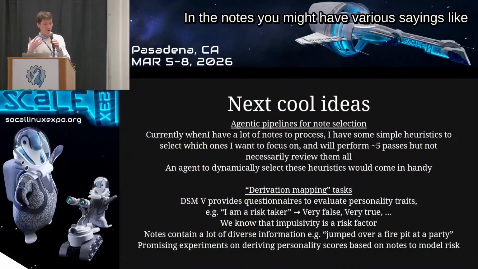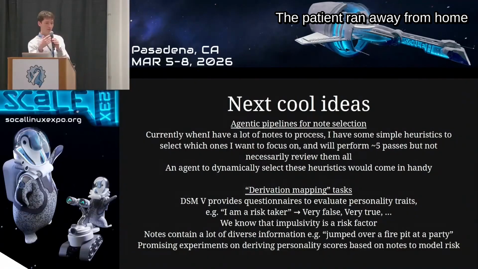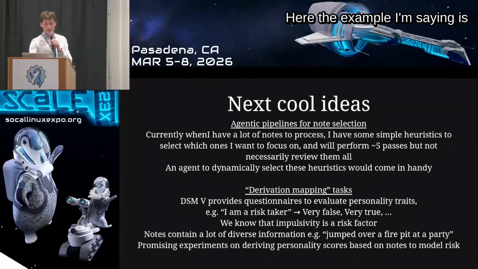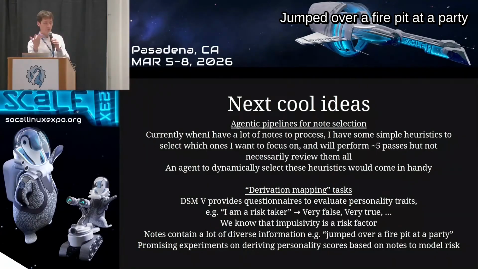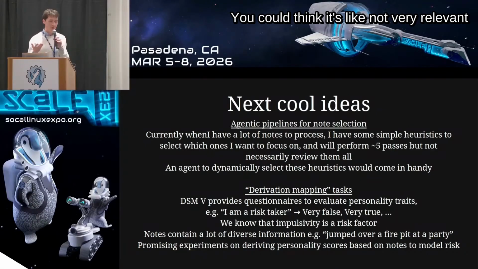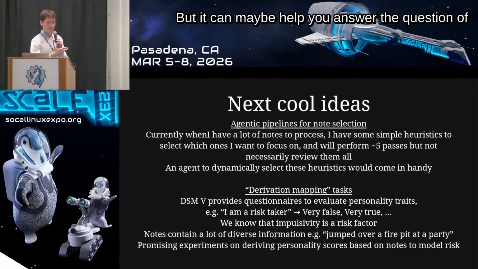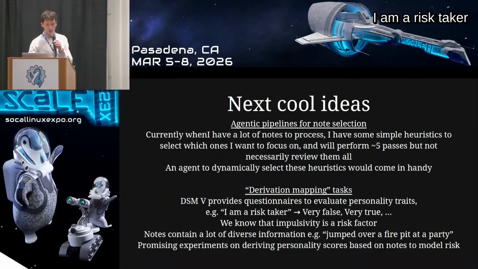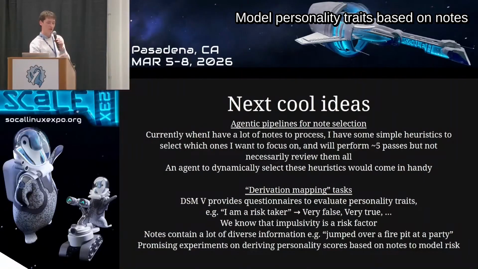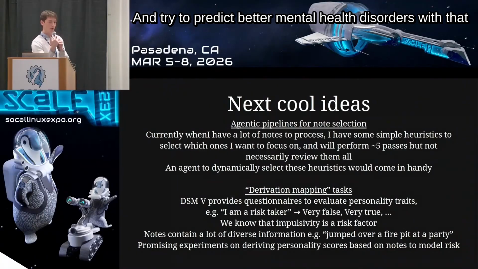In the notes, you might have various things like the patient ran away from home, he's a kid, he's in conflict with his boyfriend. Here the example I'm saying is jumped over a fire pit at a party. You could think it's not very relevant, but it can maybe help you answer the question of whether I am a risk taker. And so I'm thinking that this could be a cool way to model personality traits based on notes and try to predict mental health disorders better with that.